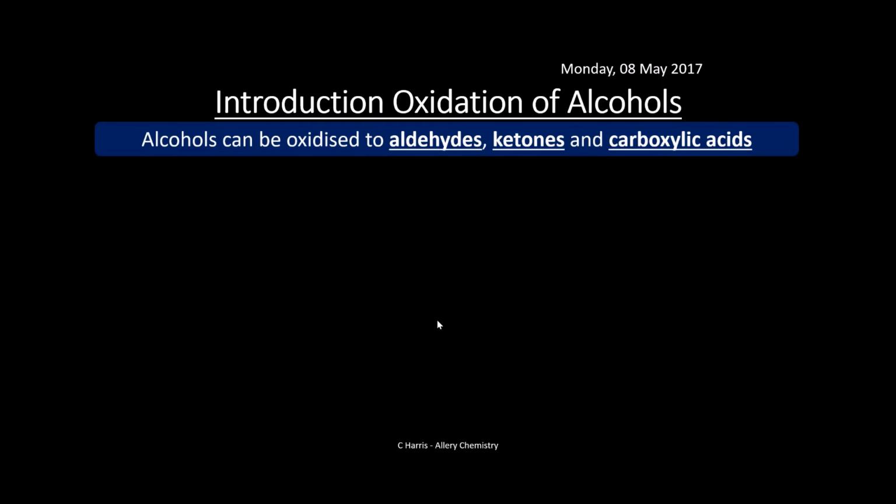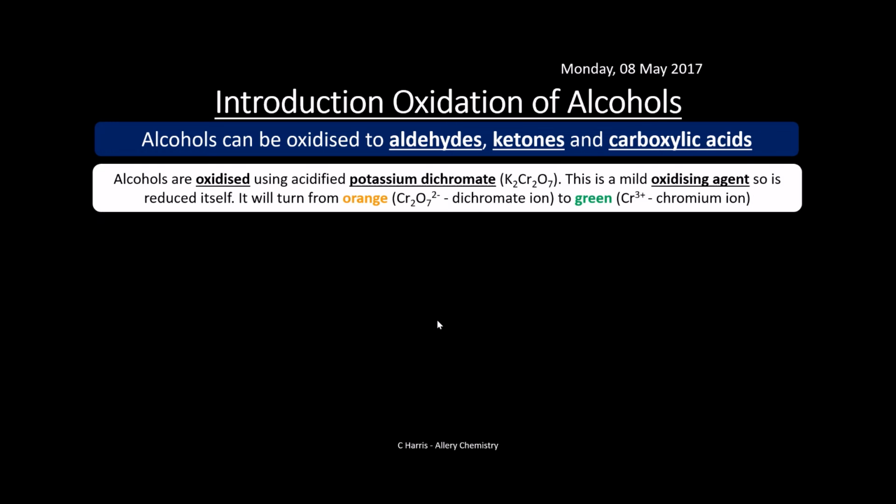Okay, let's look at the oxidation of alcohols. So these can be oxidized to aldehydes, ketones, and carboxylic acids. And we use potassium dichromate as our chemical. This is a mild oxidizing agent, and it's reduced itself. What you're looking for when you oxidize these things is that dichromate is like an orangey color, a pale orange color, and it'll turn green. So when you've oxidized something using dichromate, you'll see this color change, orange to green. And the green is the chromium ion, which is Cr3+.